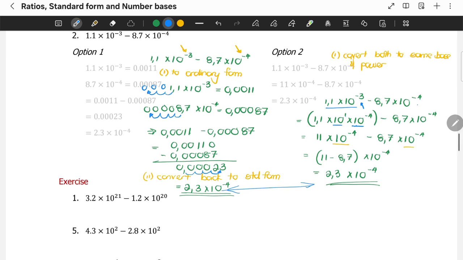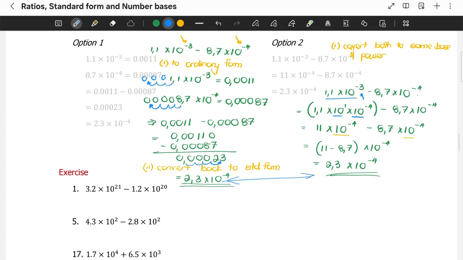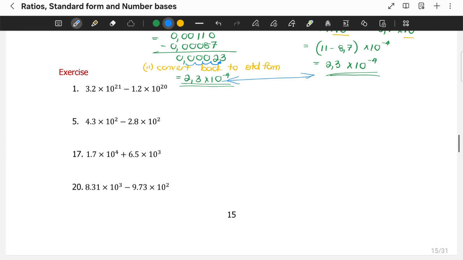So you will get the same answer, just choose the option that's easier to work with and that you're more comfortable with. Okay, so you can try the following exercise questions with subtraction and addition.